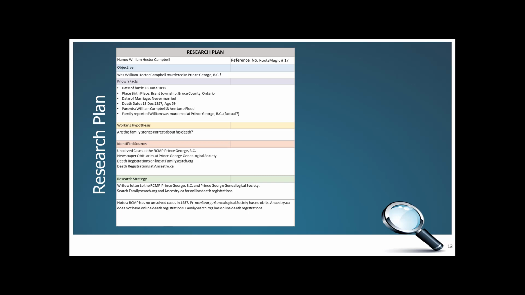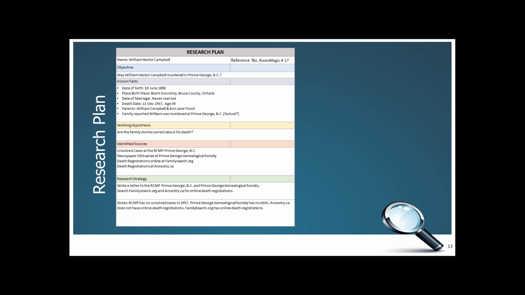Research strategy. The final step of your genealogy research plan is to determine the best order to consult or visit the various repositories. My research strategy: I wrote a letter to the RCMP in Prince George, BC, and I wrote another letter to the Prince George Genealogical Society. I searched FamilySearch.org and Ancestry.ca for online death registrations. Here are my notes on my research plan.